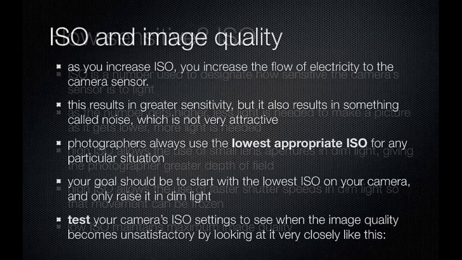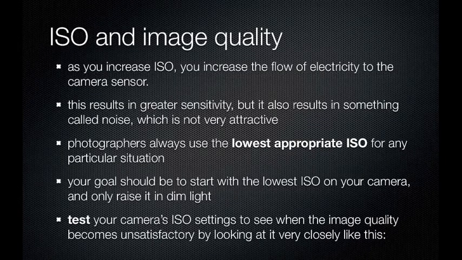So when we talk about ISO and image quality, we need to understand that as you increase the ISO on your camera, you increase the flow of electricity to the camera sensor. This results in greater sensitivity, but it also results in something called noise, which is not very attractive. Photographers always use the lowest appropriate ISO for any particular situation. Your goal should be to start with the lowest ISO on your camera and only raise it in dim light.